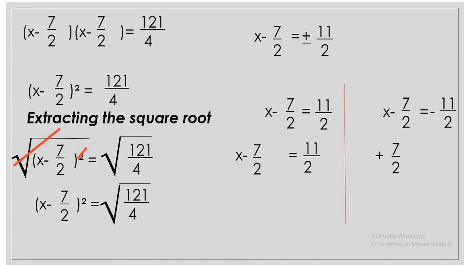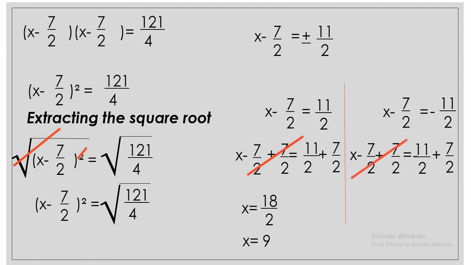Since we have negative 7 over 2, we will add positive 7 over 2 to both sides to cancel this part. So your x is 11 over 2 plus 7 over 2, which is 18 over 2. How? Just add the numerators and copy the denominator. Let us simplify. So your x is 9. In this part, you have x minus 7 over 2 equal to negative 11 over 2. Then add 7 over 2 to both sides and cancel. So your x is negative 11 plus positive 7, which is negative 4, and copy the denominator.